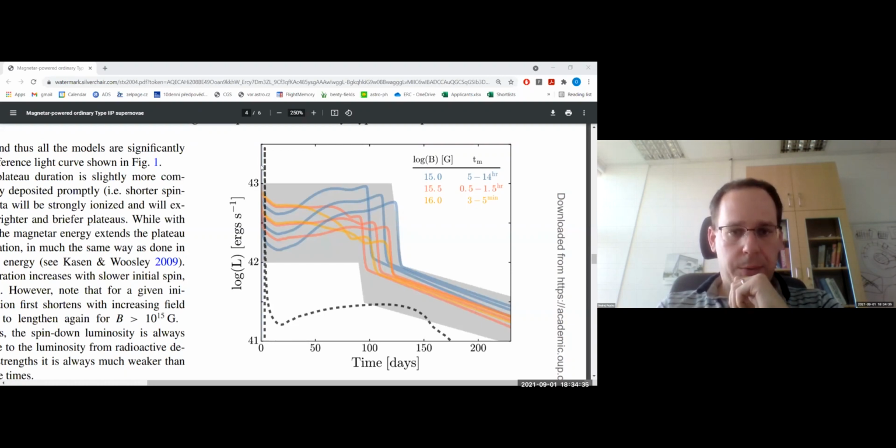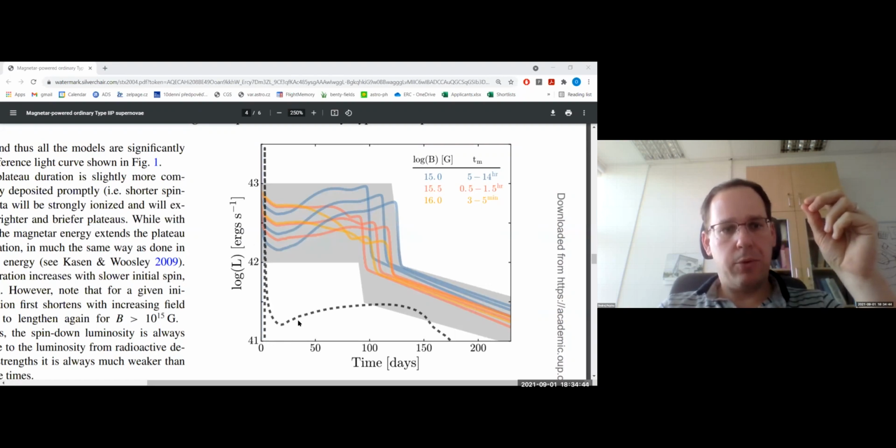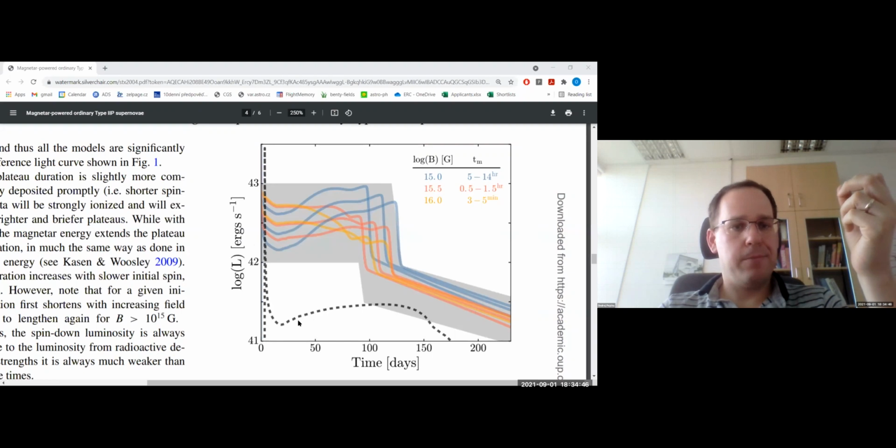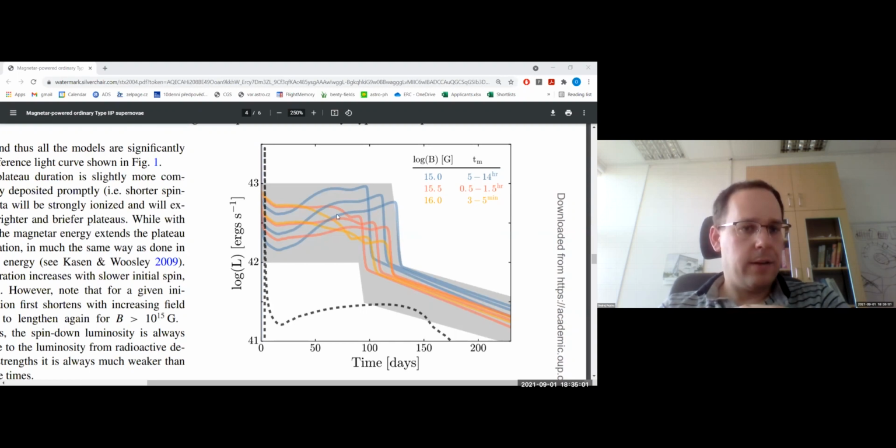So what they did was they took a low luminosity type 2 plateau supernova that's shown in the dashed line, and then inside the ejecta they put in a magnetar. But that it's a magnetar doesn't mean much. It's just a source of energy input that varies over time according to some prescription. And the colored lines above are the light curves that they got after considering this additional energy source.